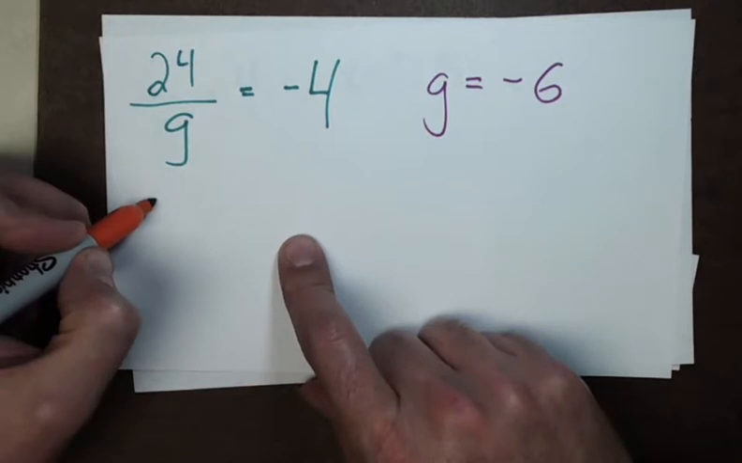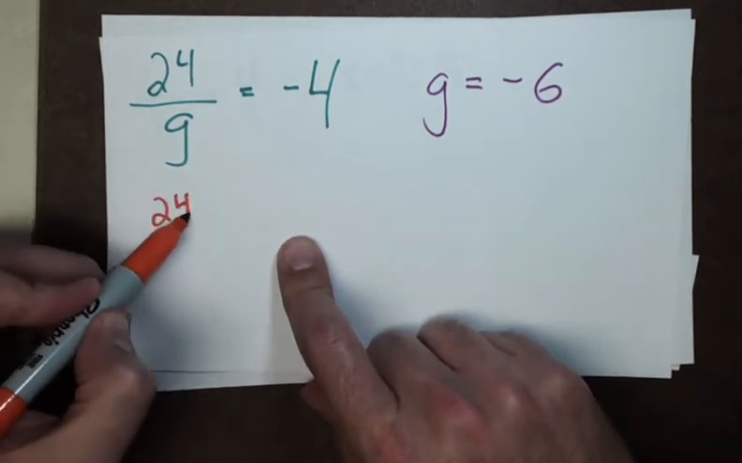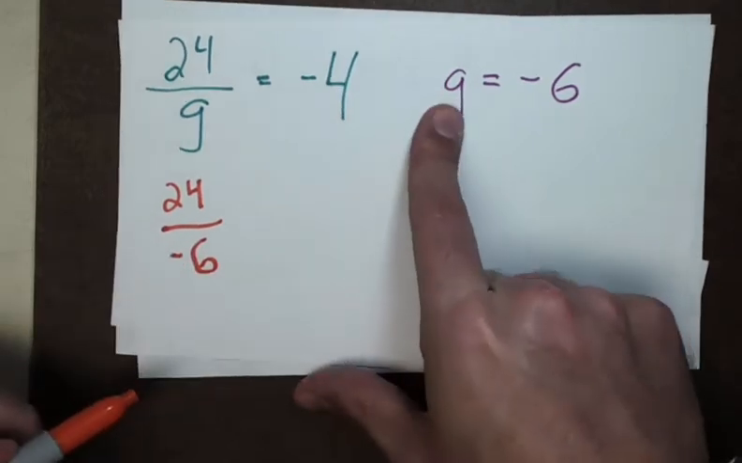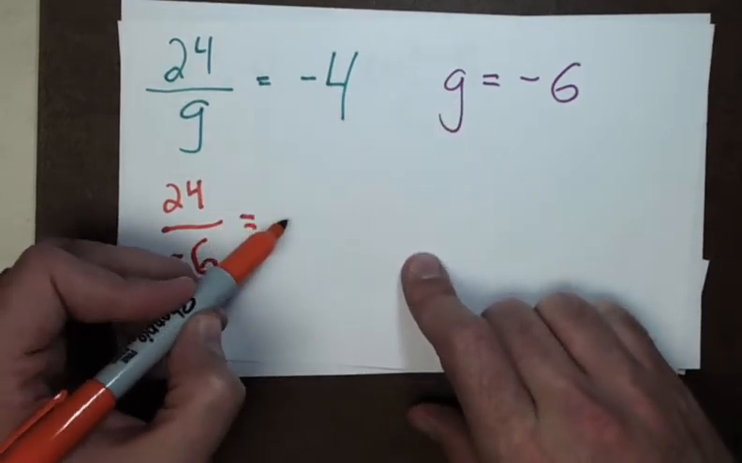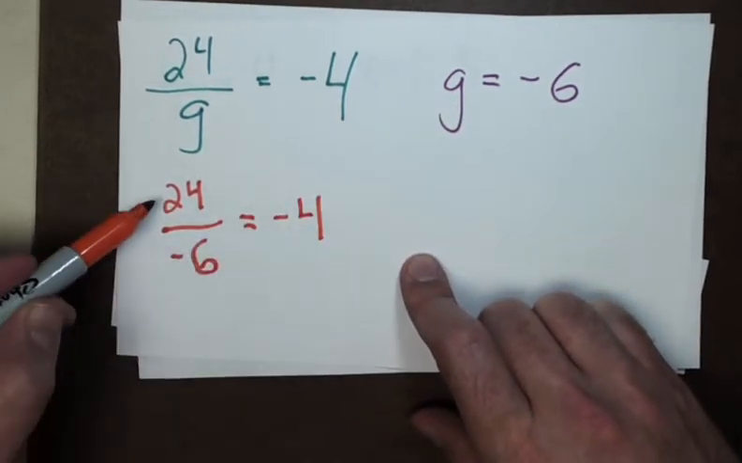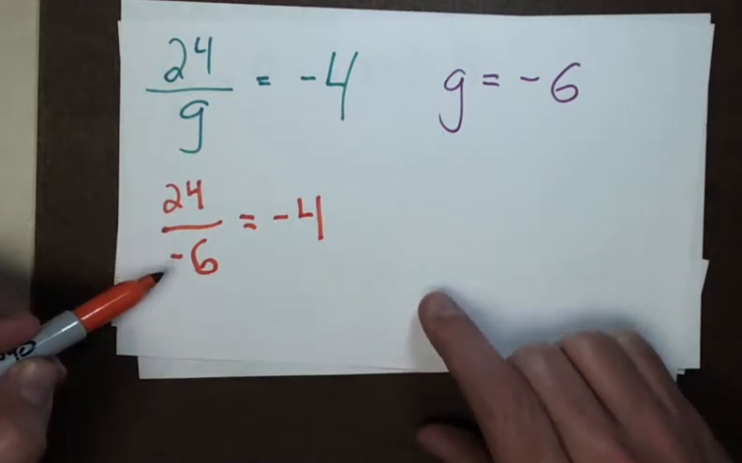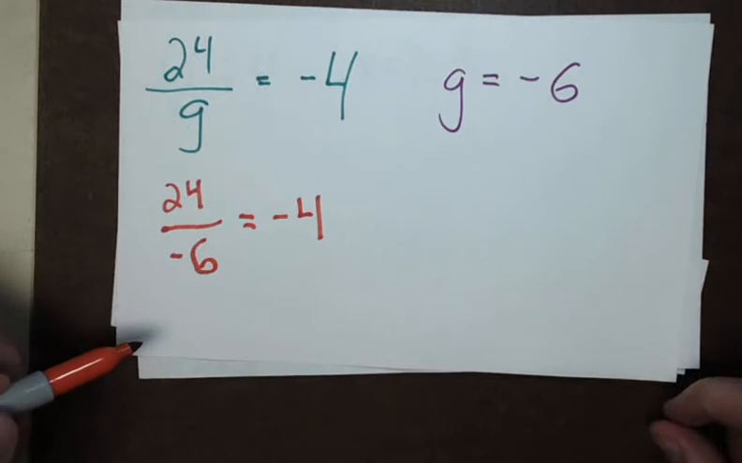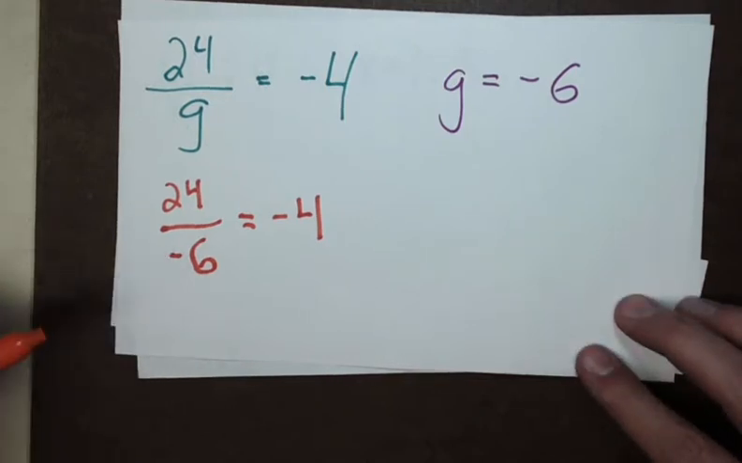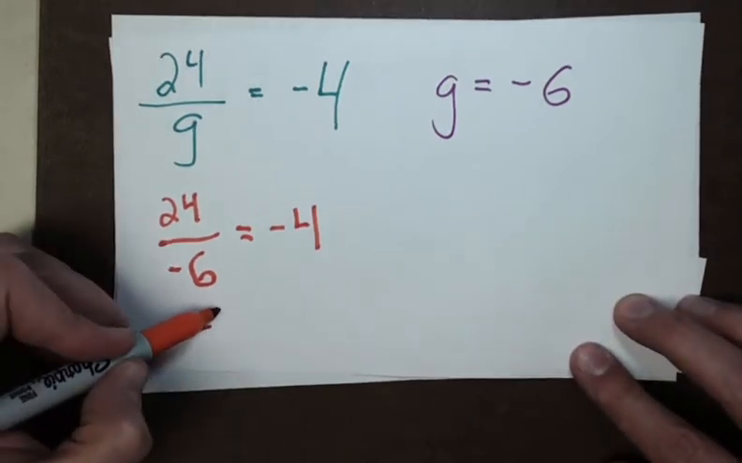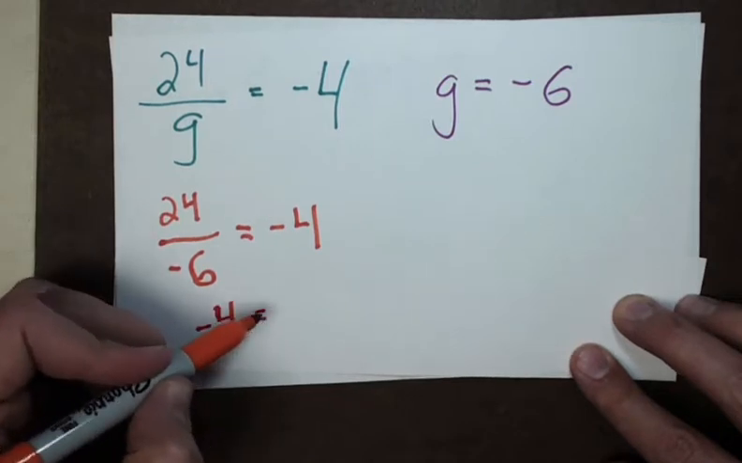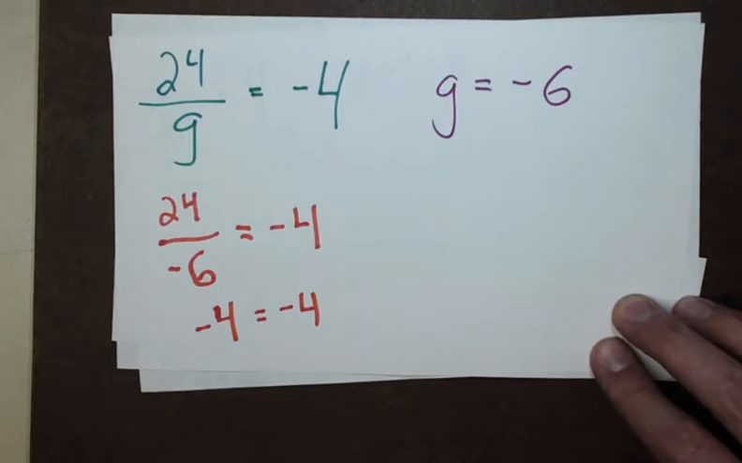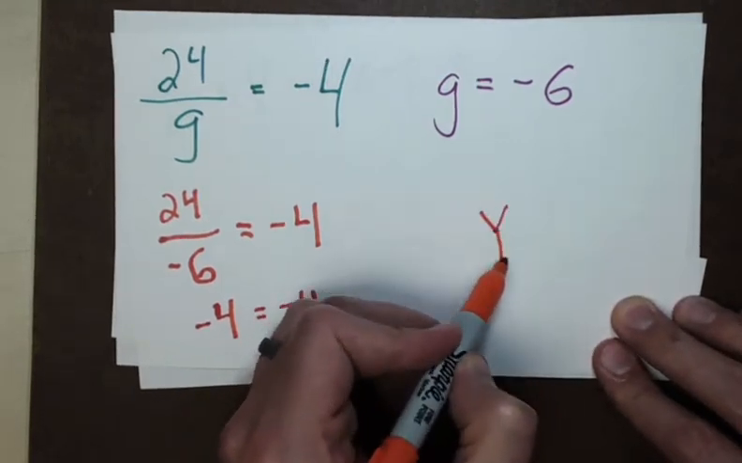Let's go ahead and check and see. G equals -6. Is that a solution? Okay. I've got 24 divided by -6. 6 will go into 24 4 times, and I'm dividing by a negative, so it's -4 equals -4. That is a solution. So yes.